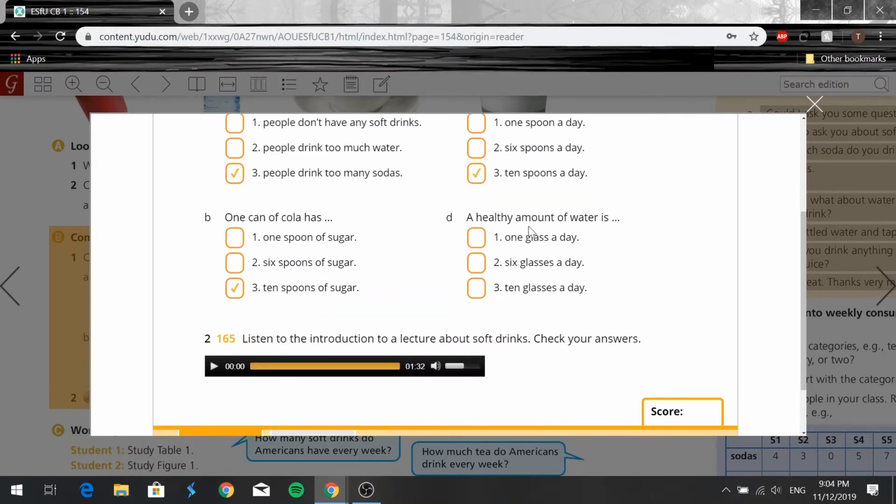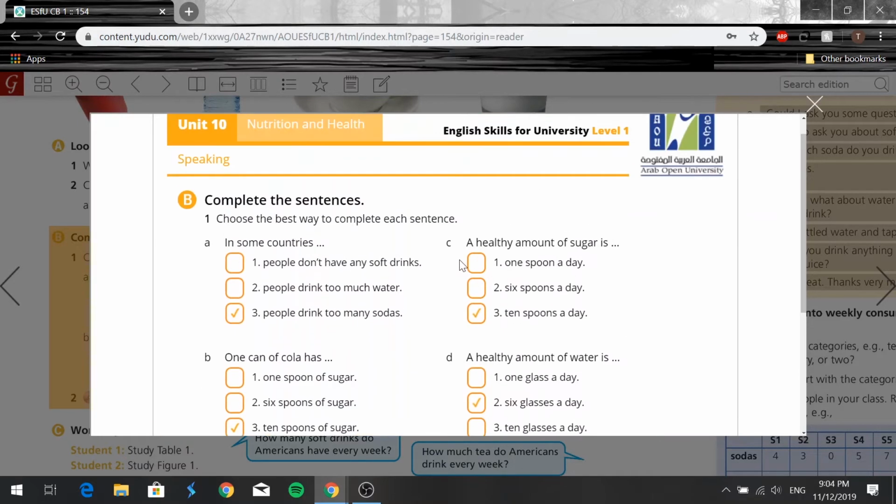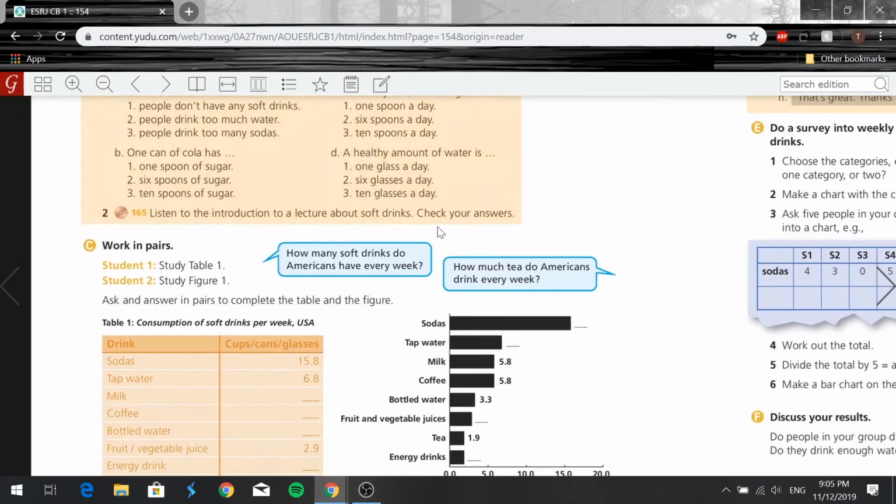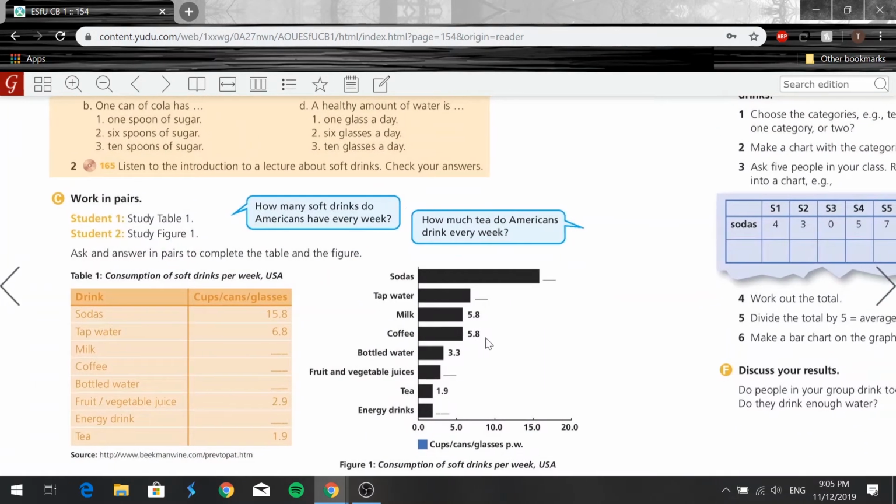A healthy amount of water is 1 glass a day, 10 glasses a day, or 6 glasses a day. So like the guy said, it was around 6 glasses a day, but you could drink more. Okay? Exercise B done. Now let's go to exercise C. Here we have, you guys remember bar charts?